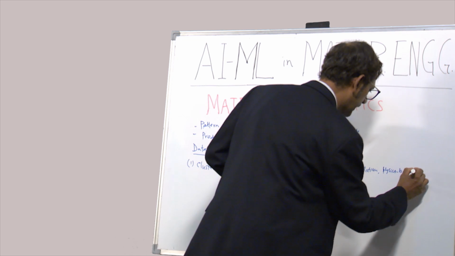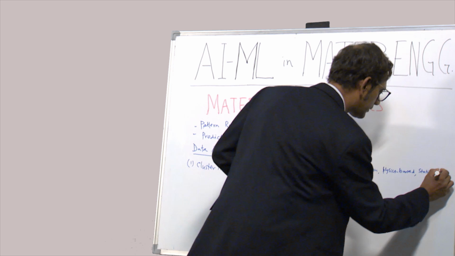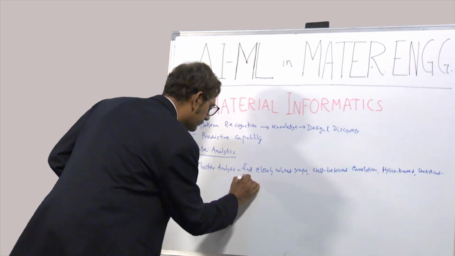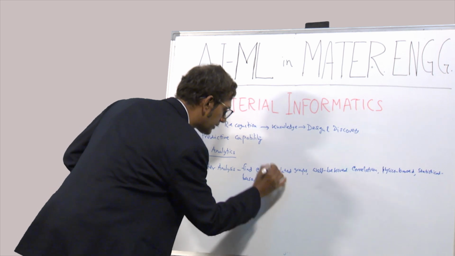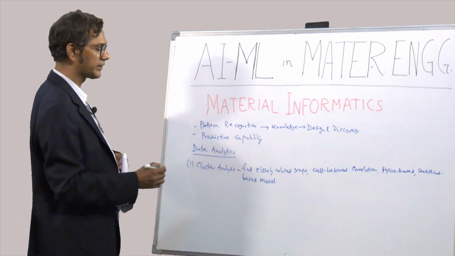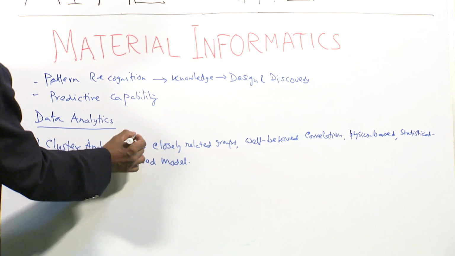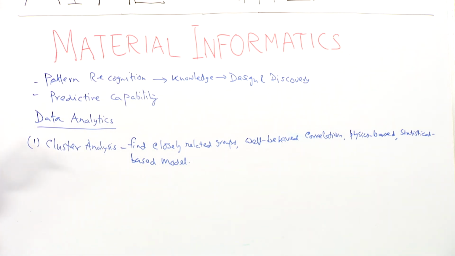From the data we can get models, physics based or statistical based models, and then models can be used for prediction. That's what cluster analysis can do. It can find closely related groups, it can find well behaved correlations, it can also find odd behaved correlations, by the way, but well behaved correlation is very easy, and from that you can find physics based or statistical based models.